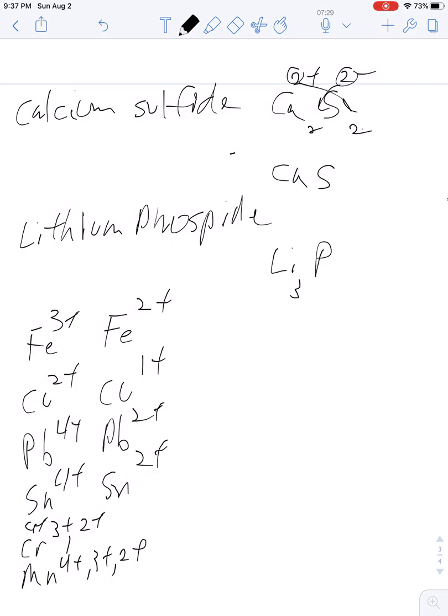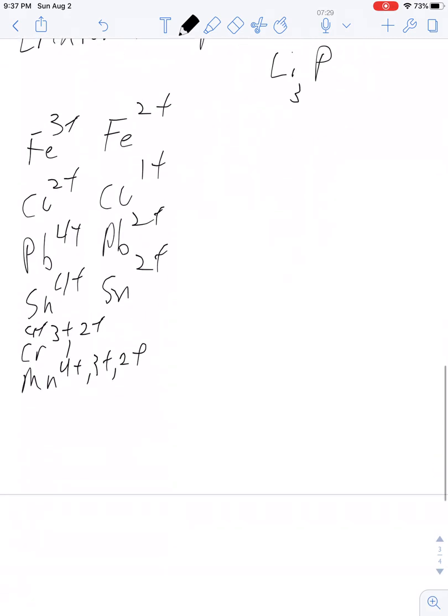Those, I think, are the big ones. Mercury can also have more than one charge, but I'm going to hold off on that. So, how do you know which charge to use? Well, then it'll be written in the name.